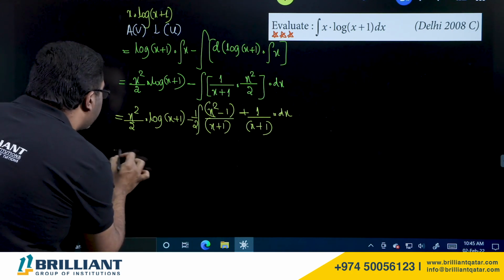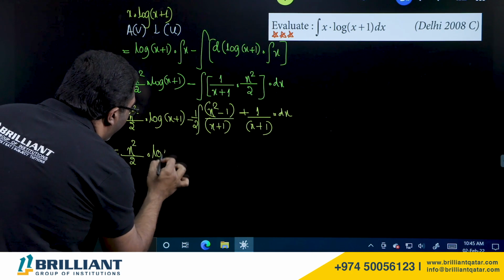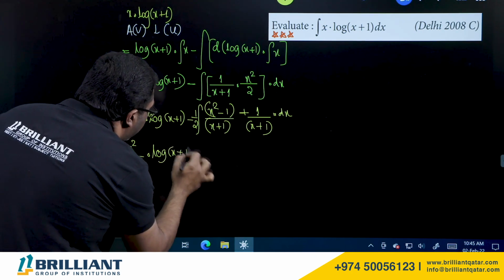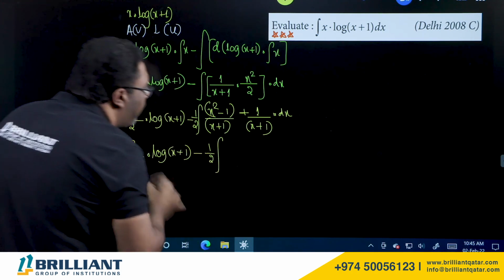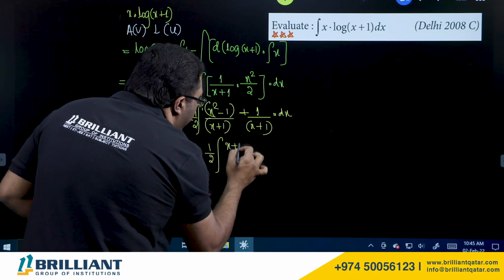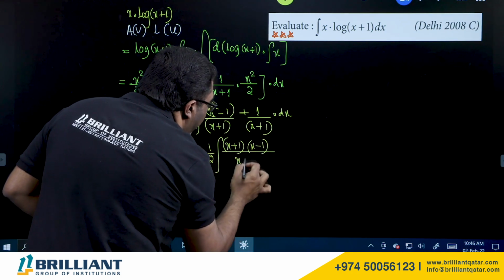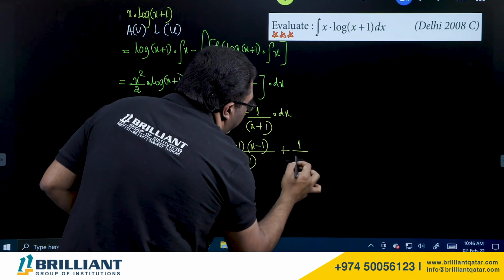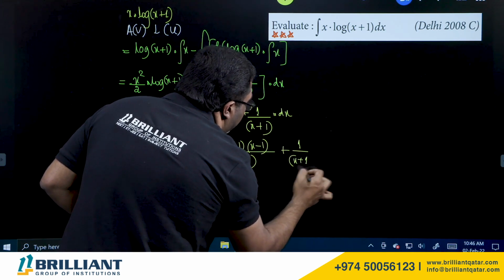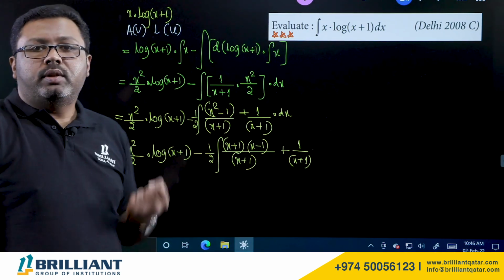So answer now, that is equal to x squared divided by 2 into log of x plus 1 minus 1 by 2 into the integral of x squared minus 1 is x plus 1 into x minus 1 divided by x plus 1 plus 1 by x plus 1 dx. Okay. I believe everybody understood this.